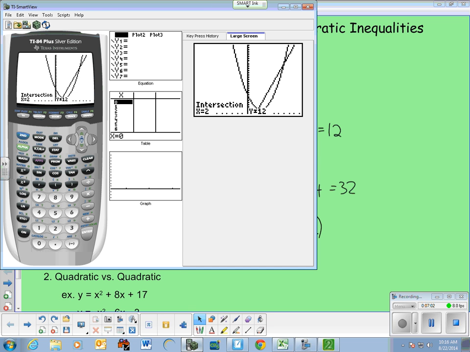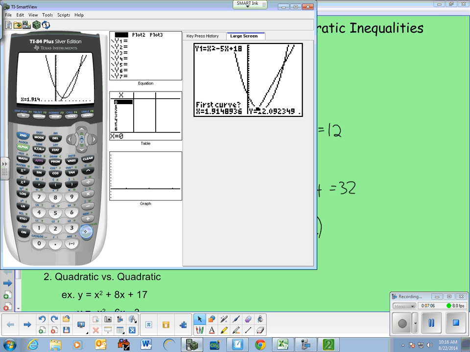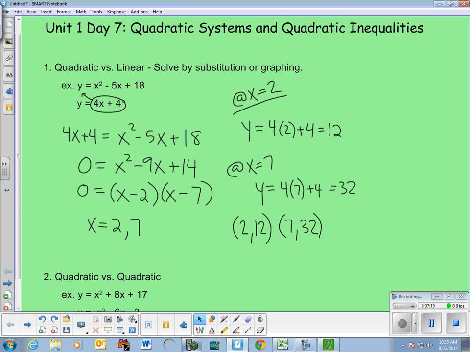And then quickly the second one, second calc, option 5, enter for first curve, second curve. Now I want to move up closer to that other intersection, so it'll find that one for me. And there's the 7 and 32. Okay, so that confirms my (2, 12) and my (7, 32).